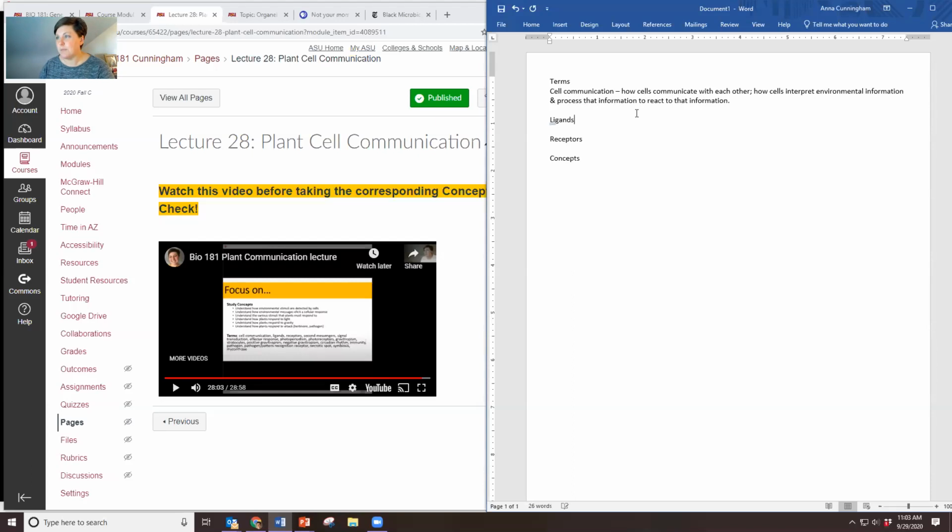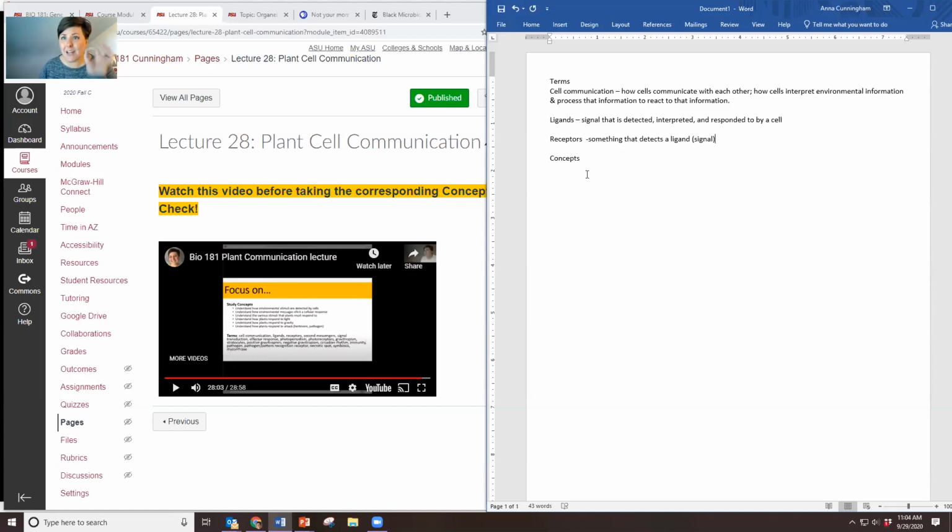And then I see ligands. If you look up ligands on Google or in the textbook, it's going to be something, whatever. To me, it's a signal that is detected, interpreted, and responded to by a cell. So that's a ligand. And a receptor is something that detects a ligand or signal. Note, these are not technical definitions. They're not full sentences. It's how I would describe these things.